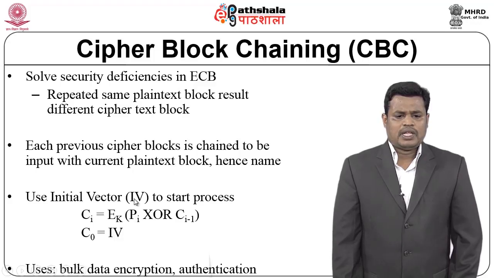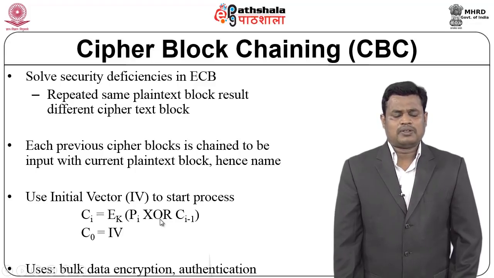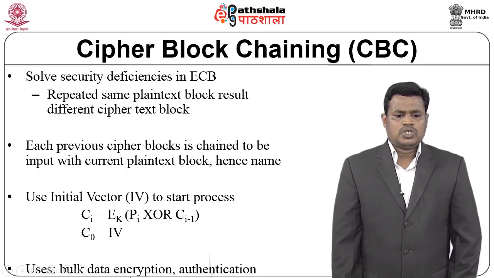So, the previous mode of operation is changed to overcome the deficiency of ECB. What is added here is the initialization vector, and another point is that each time the current block depends on the previous block. The use of this is bulk data encryption as well as the authentication process.